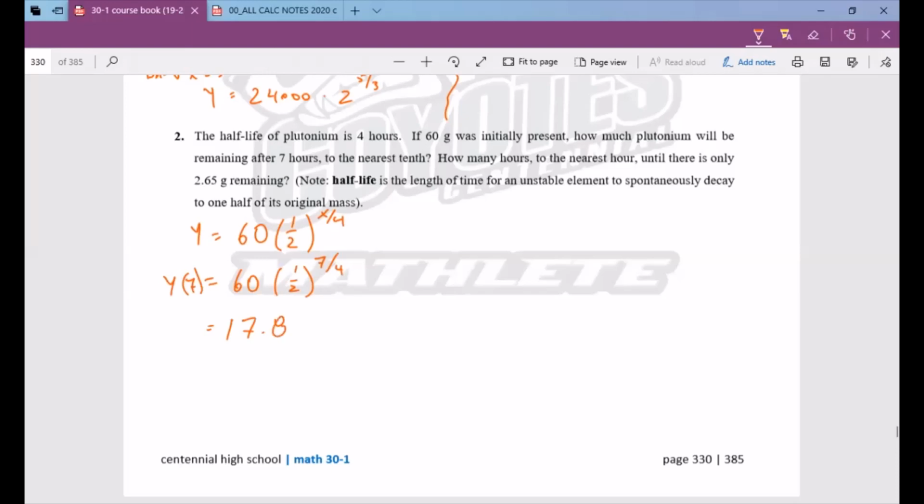Calculate this out to be 17.8 grams. 7 hours.